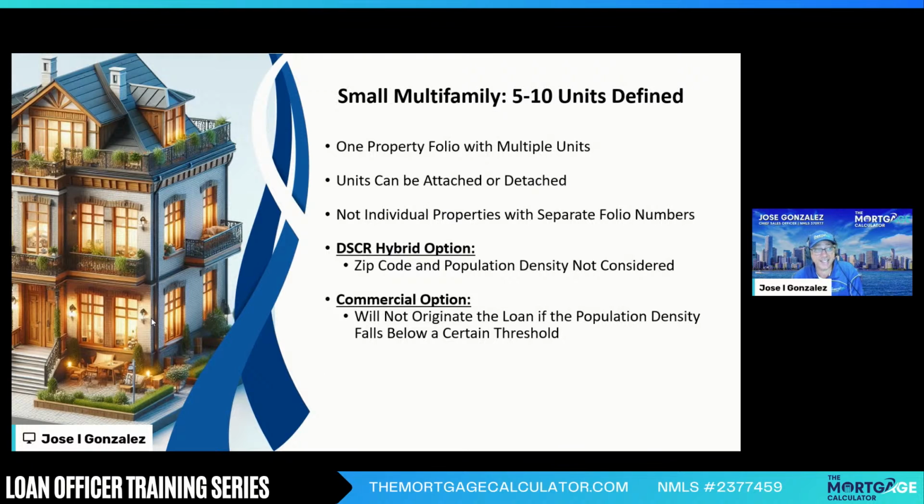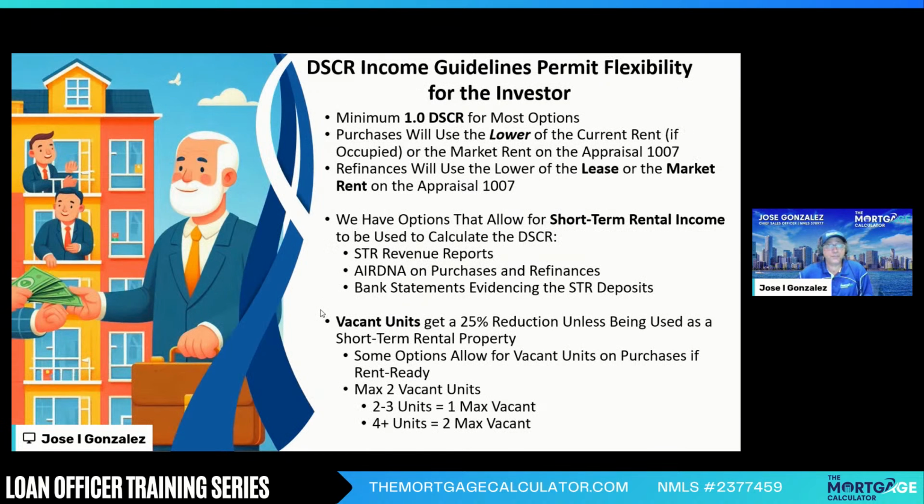That is key, because how many times have you reached out on a property like this, seems a great deal, DSCR is like 2.2, borrower's credit score is 750, low LTV, only to be told, sorry, there's only 80,000 people per square mile or whatever it is that they have, and it falls below the minimum, and they just can't do the loan. So we have the option and the workaround for that.